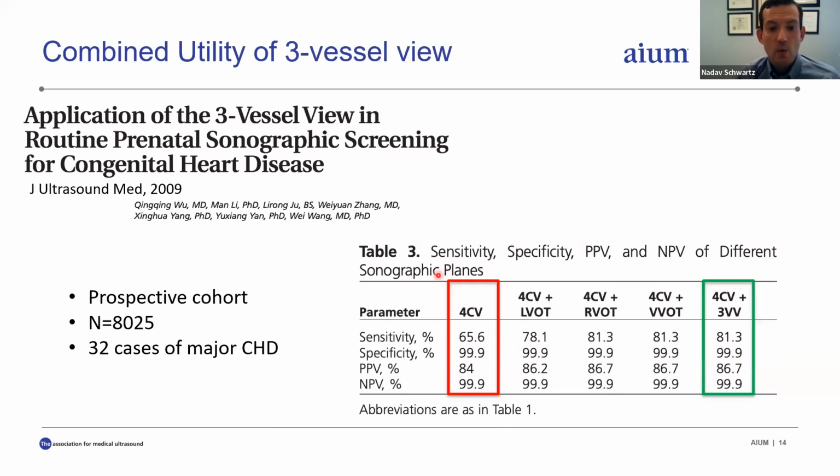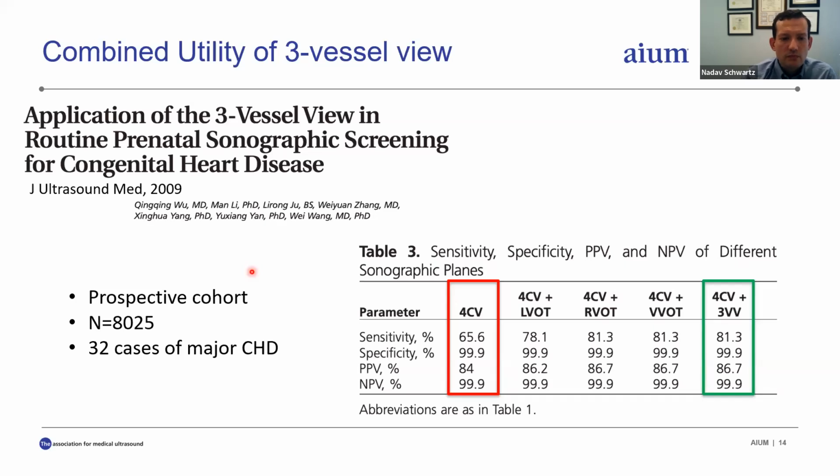Now, in terms of why you should be using these, the data support it very strongly. I'll just go through two papers to make that argument. This is one of the earlier papers, a prospective cohort study of over 8,000 subjects with 32 cases of major congenital heart disease. Once again, it showed that the four-chamber view on its own only picked up around two-thirds, as we said before, at most of the major congenital anomalies.